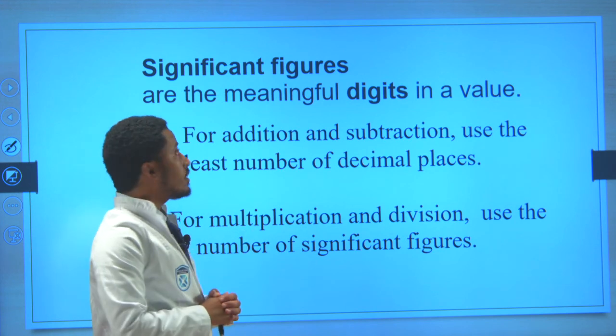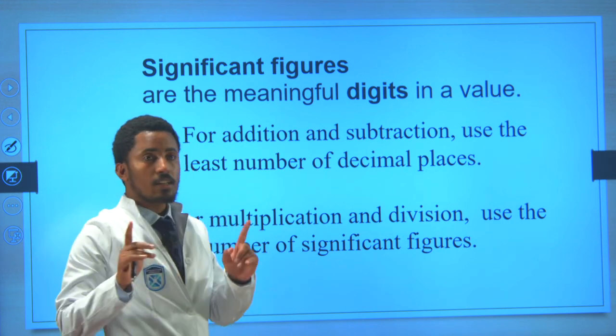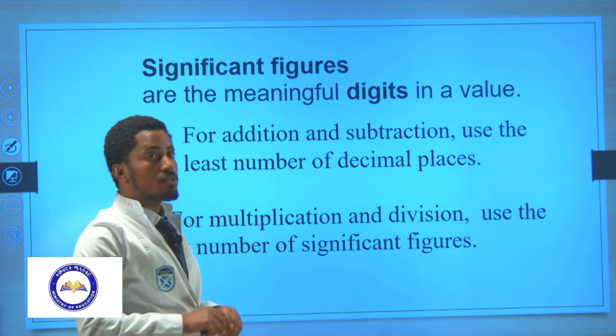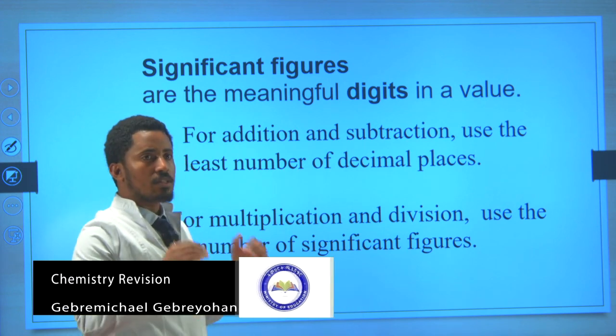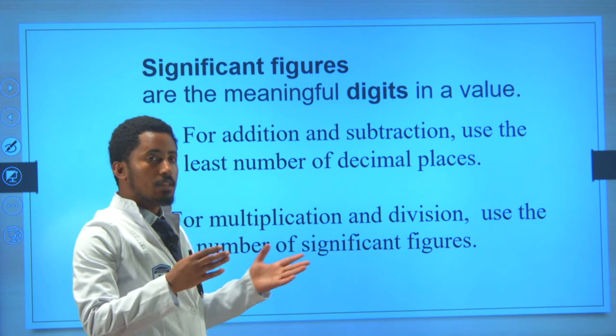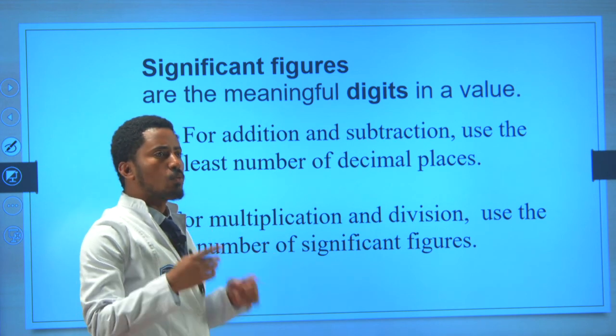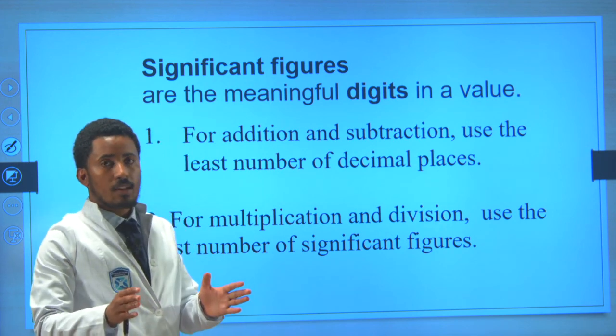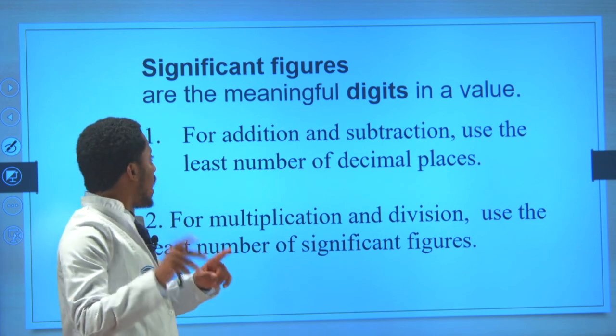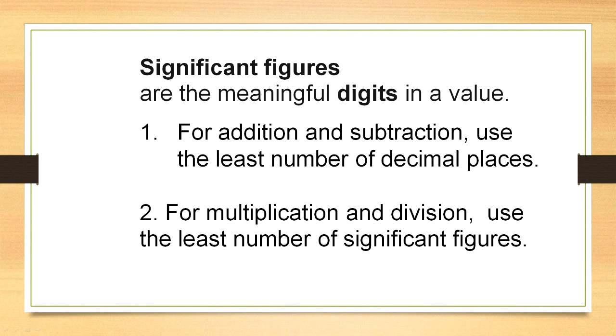Okay, the other topic is significant figures. When we say significant figure, we mean the meaningful digits in a given value. Here, we have additions, subtractions, multiplication, or division. So in this process, in this measurement, we are going to use rules. For example, if we are doing addition or subtraction, we have to use the least number of decimal places. But if we are doing calculations using multiplication and division, then we have to use the least number of significant figures.